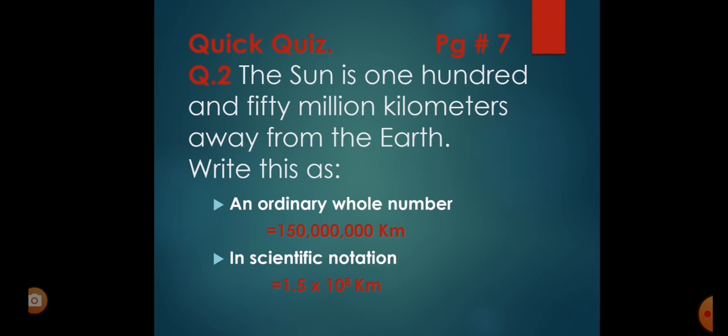For an ordinary whole number, the decimal point will enter from the right side. It crosses how many digits? There are 1 2 3 4 5 6 7 zeros, and the 8th digit is the 5. So after the first non-zero digit, which is the 1, you have to put 1.5 into 10 raised to power 8 kilometer. So the sun distance has been converted into scientific notation, and it has also been written as an ordinary whole number.